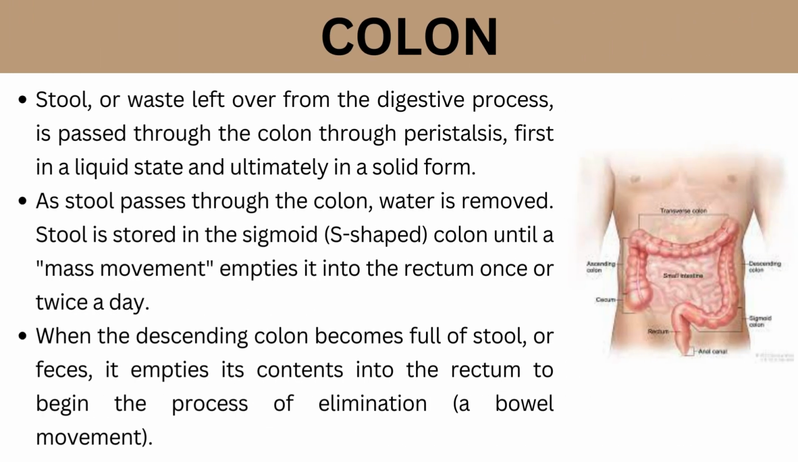Stool, or waste left over from the digestive process, is passed through the colon through peristalsis, first in a liquid state and ultimately in a solid form. As stool passes through the colon, water is removed. Stool is stored in the sigmoid, S-shaped colon until a mass movement empties it into the rectum once or twice a day. When the descending colon becomes full of stool or feces, it empties its contents into the rectum to begin the process of elimination, a bowel movement.